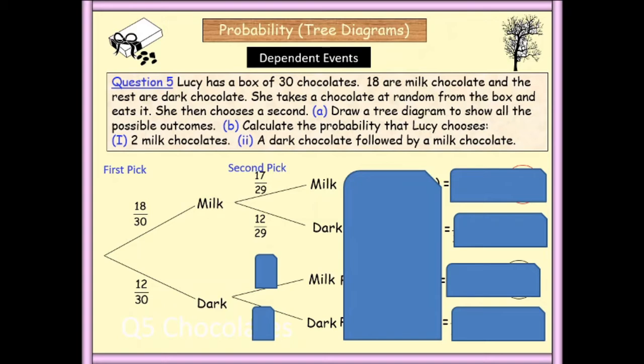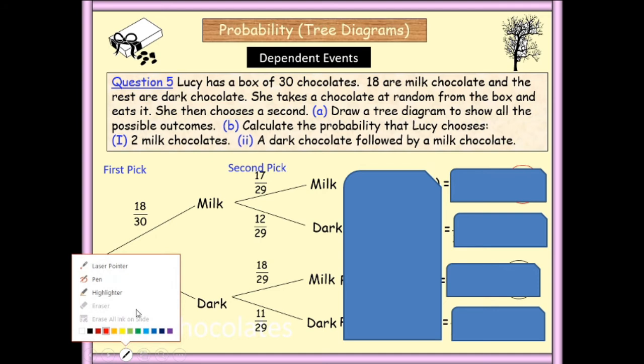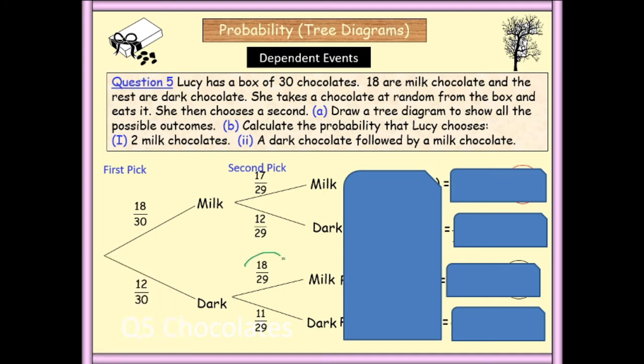If you look at the dark one, I haven't touched any of the milk, so it's got to be 18, but it's out of 29, so the dark is 1 less, meaning 11 out of 29. And if you check, each set should add up to 1. So these actually add up to 1, which they do, and these add up to 1, which they do, and these add up to 1, which they do.